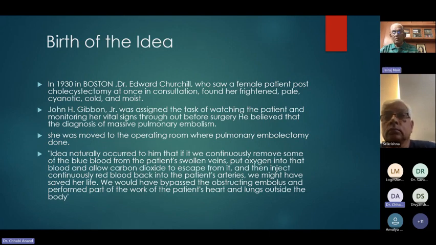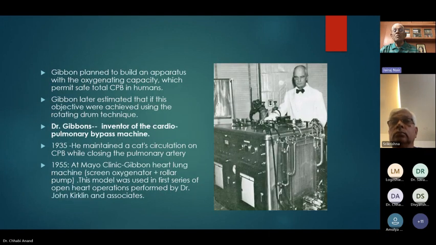So the idea naturally occurred to him that if one continuously removed some of the blue blood from the patient's swollen veins, put oxygen into that blood and allowed carbon dioxide to escape from it, and then injected the red blood continuously back into the patient's arteries, we might have saved her life. We would have bypassed the obstructing embolus and performed part of the work of the patient's heart and lung outside the body. So Gibbon planned to build an apparatus with the oxygenating capacity which permits safe total CPB in humans.